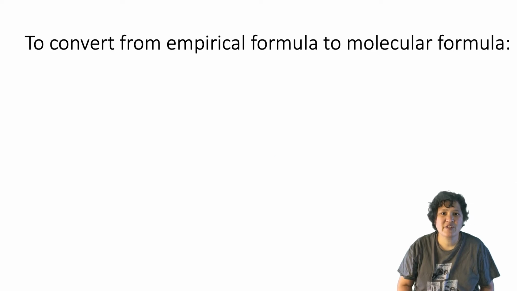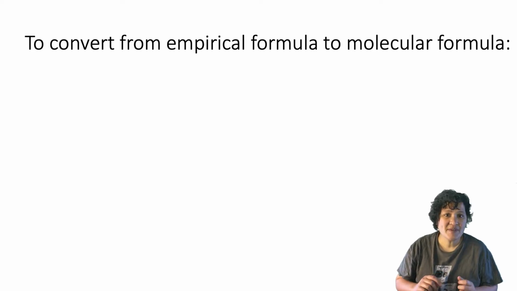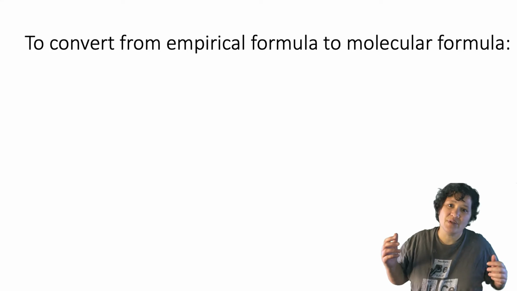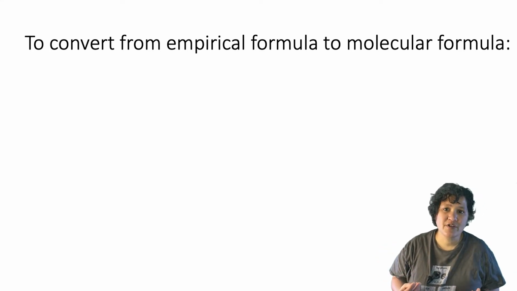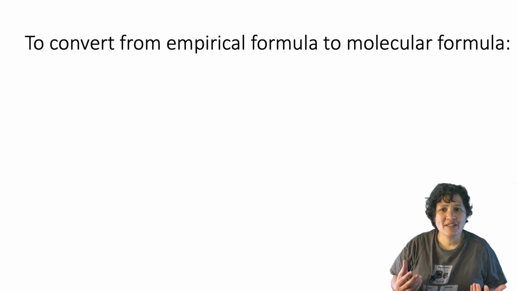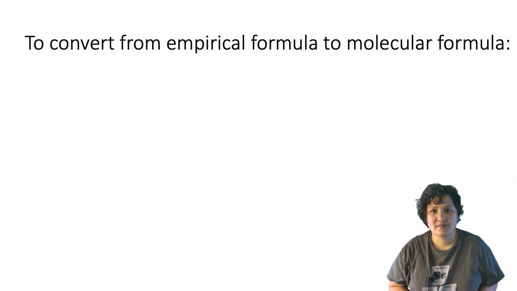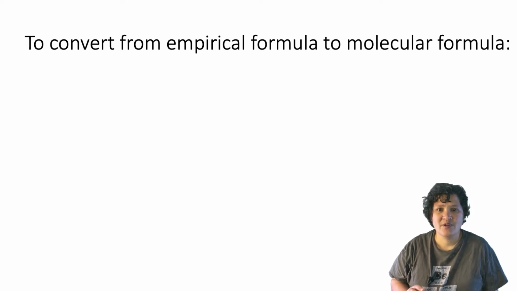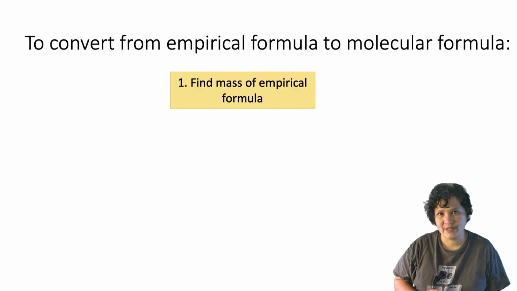So how do you figure out what the molecular formula is if you know the empirical formula? By using the molecular mass. Up until now, we've only calculated the molecular mass from a theoretical point of view, but you can determine it experimentally through a number of different ways. Let's look at how you can determine the molecular formula.